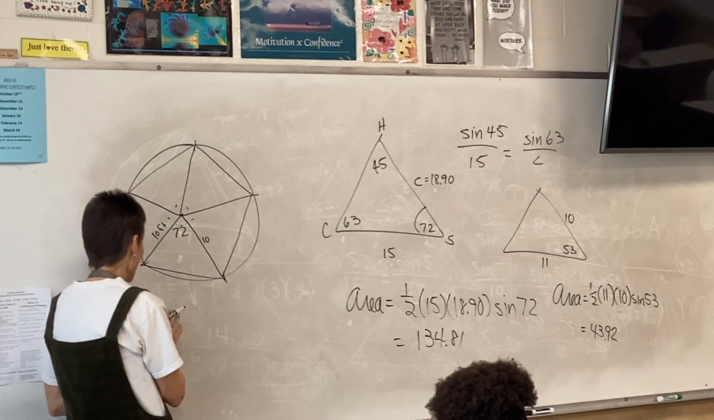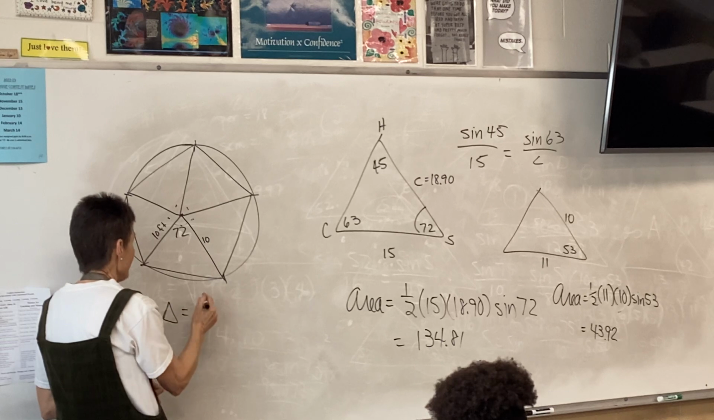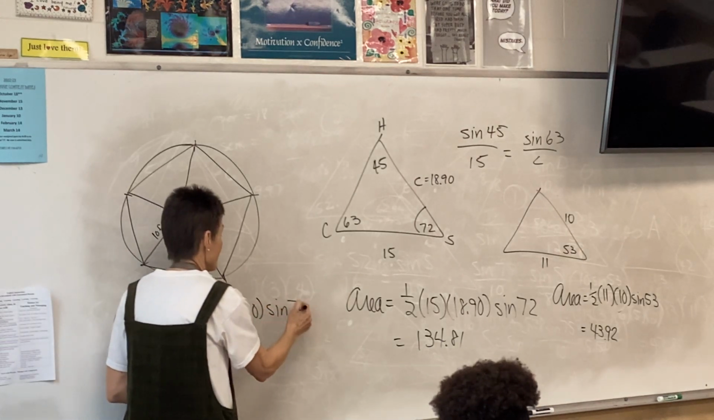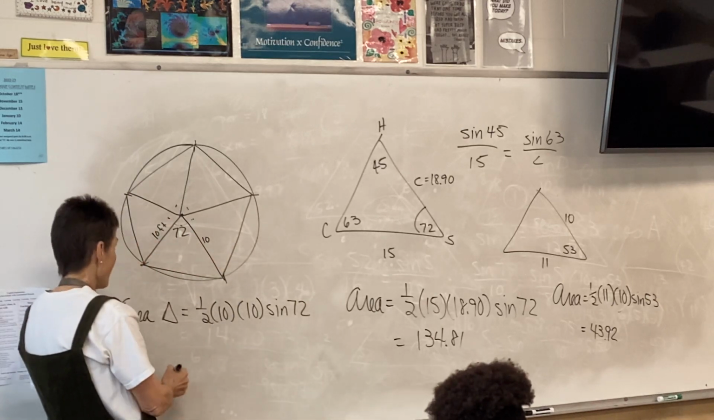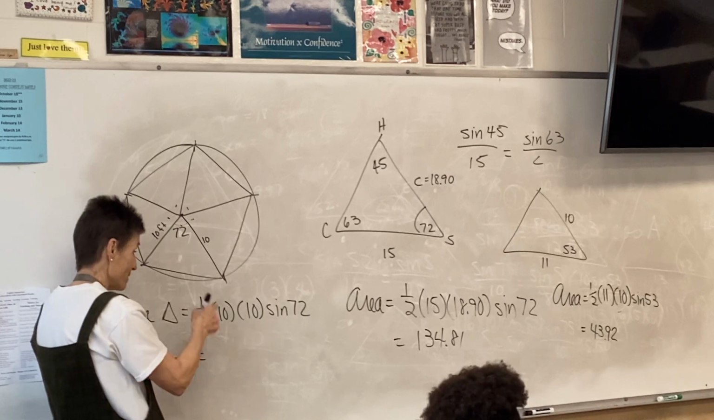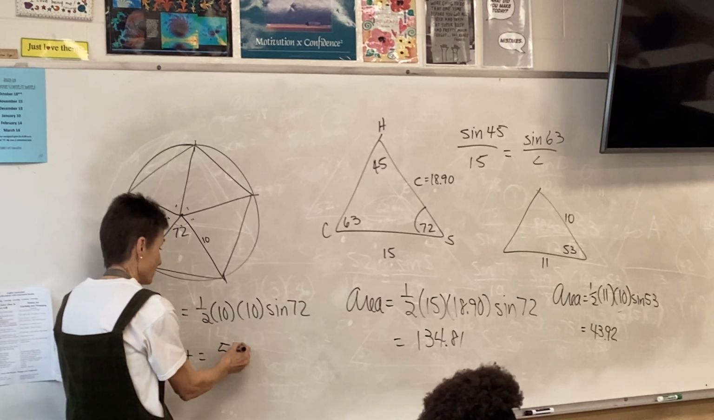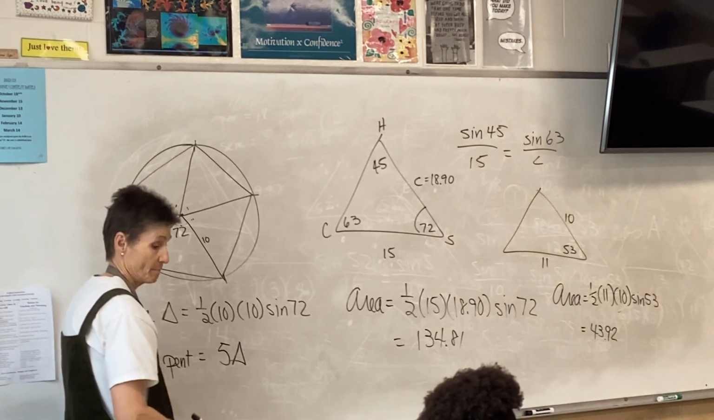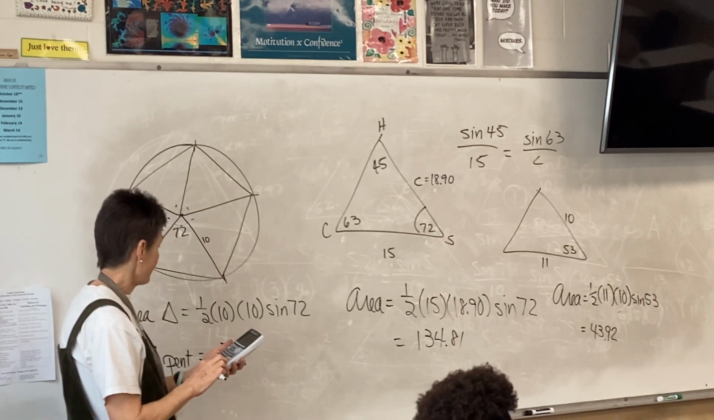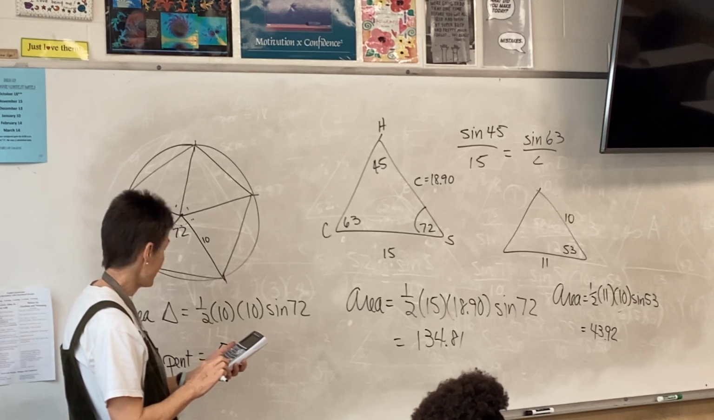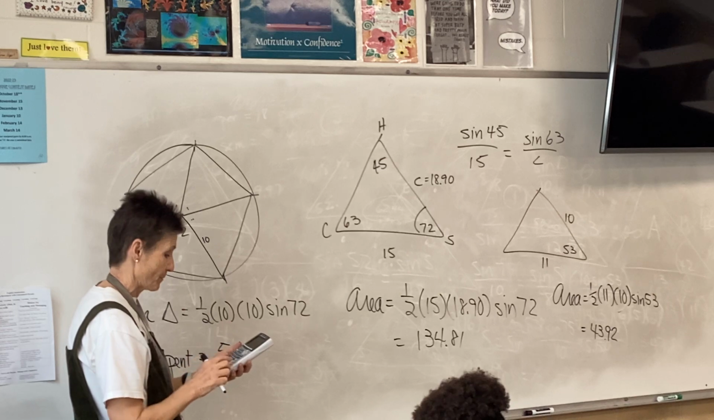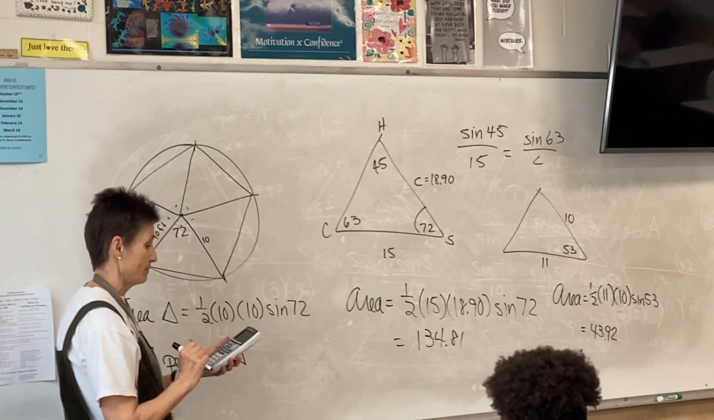Now the area of the triangle is 1/2 times 10 times sine 72. But the area of the pentagon will be that number times 5, 5 times the triangle. So 1/2 times 10 times sine 72 equals, and then times 5.